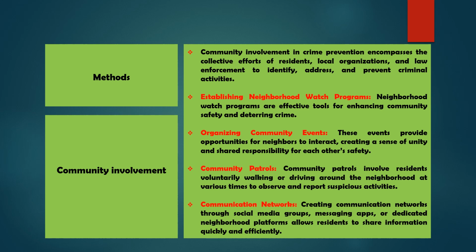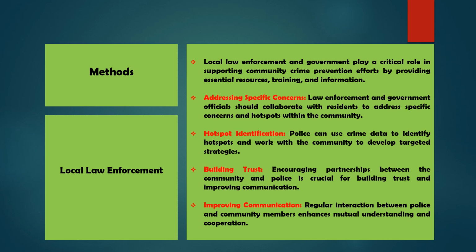So community involvement becomes important also as a method of crime prevention. The other one is the local law enforcement institutions. By local, we mean the elder, the assistant chief, the chief, the local police, among others. Local law enforcement and government play a critical role in supporting community crime prevention efforts by providing essential resources, training, and even information. Addressing specific concerns, for example, law enforcement and government officials should collaborate with the residents to address specific concerns and hotspots within the community.